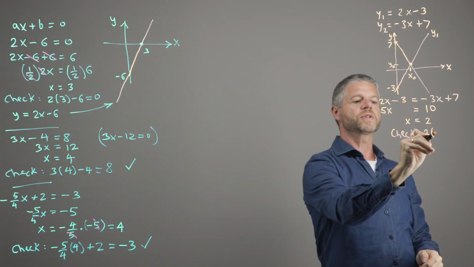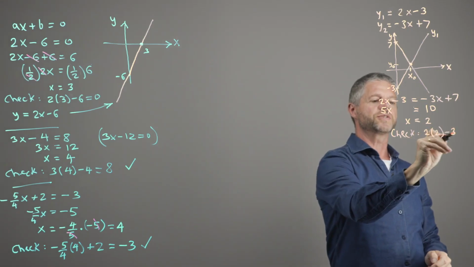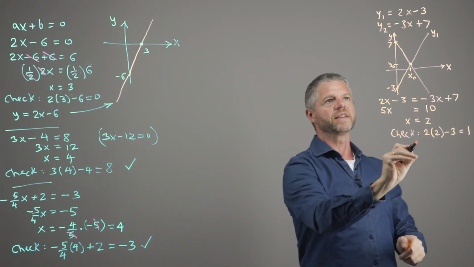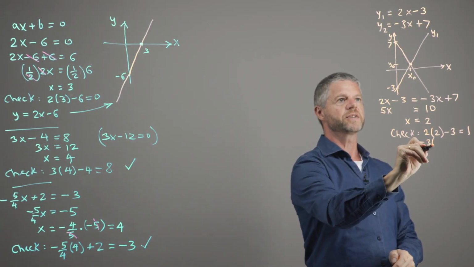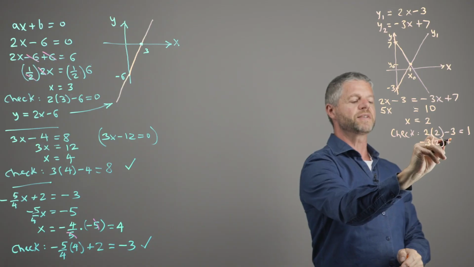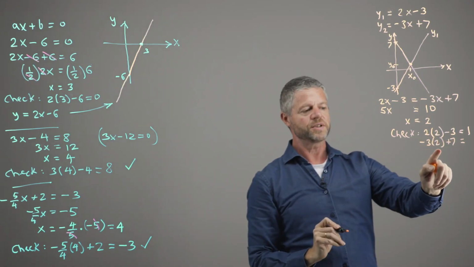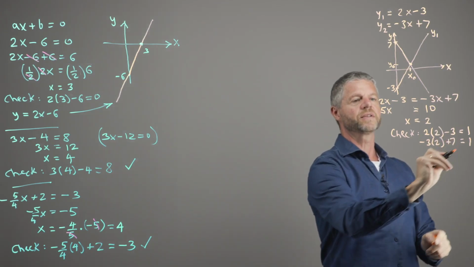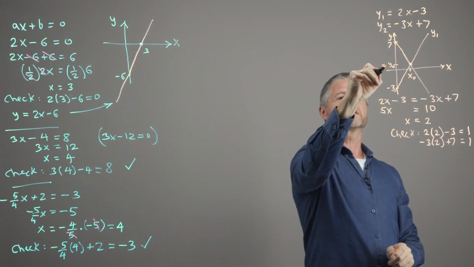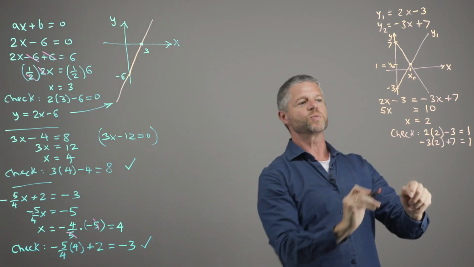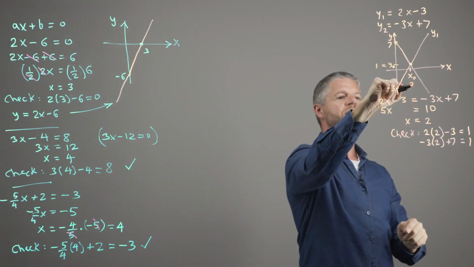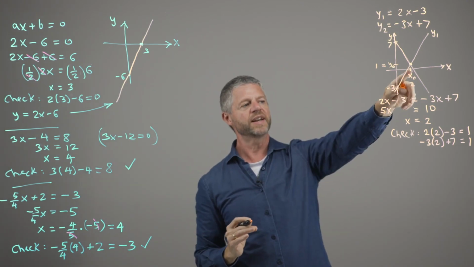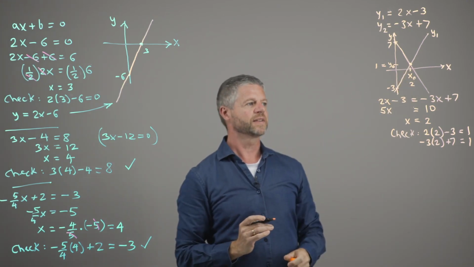So 2 times 2 minus 3 would be 4 minus 3 would be 1. And then the other equation, minus 3 times 2 plus 7. Minus 3 times 2 is minus 6. And plus 7 would be 1. So this value on my graph is 1, and this one here is 2. So the two equations cross when x is 2 and y is 1.